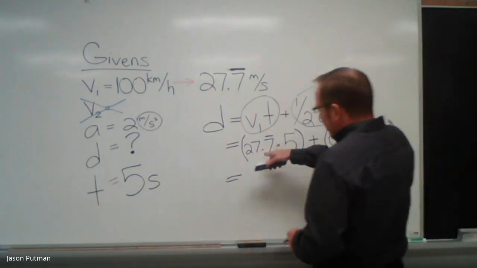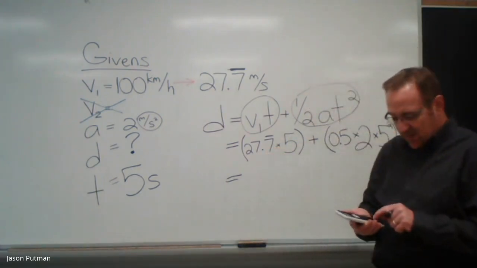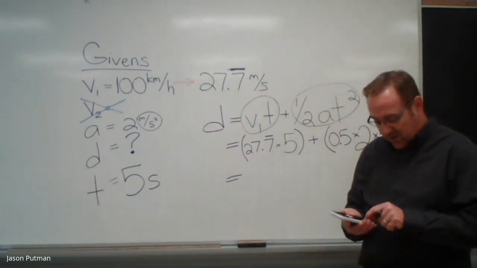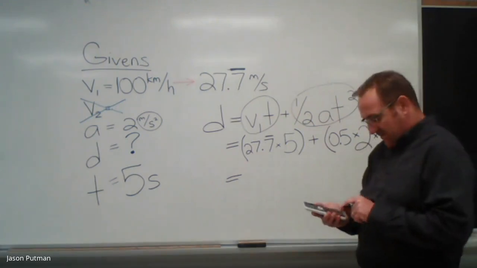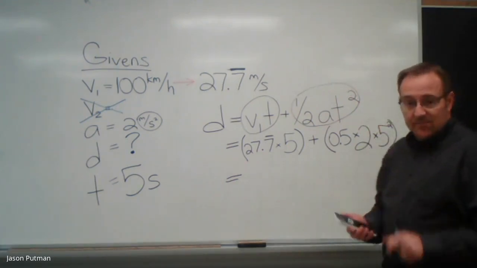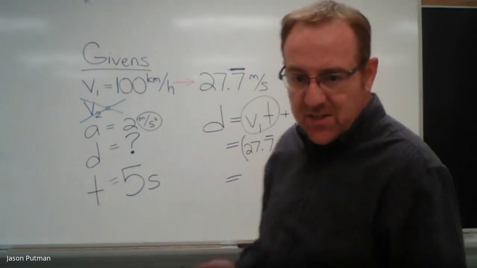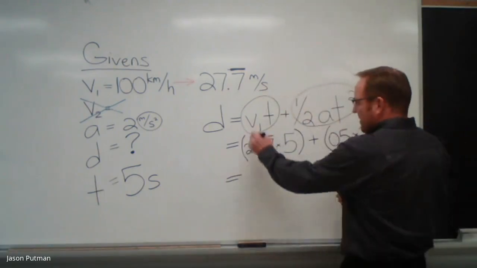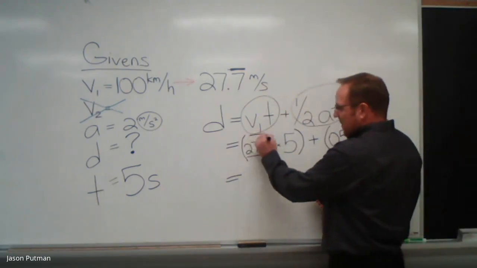But I mean, for something like this 27.7, it's a repeating 7. So make sure you're using it as a repeating 7. You don't want to limit yourself till you get to the very end. Where did the 27.7 come from? So that I'm subbing it in for V1.